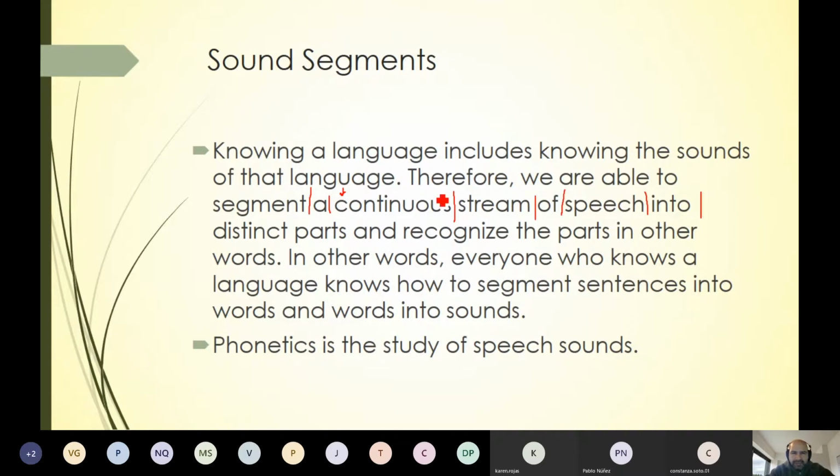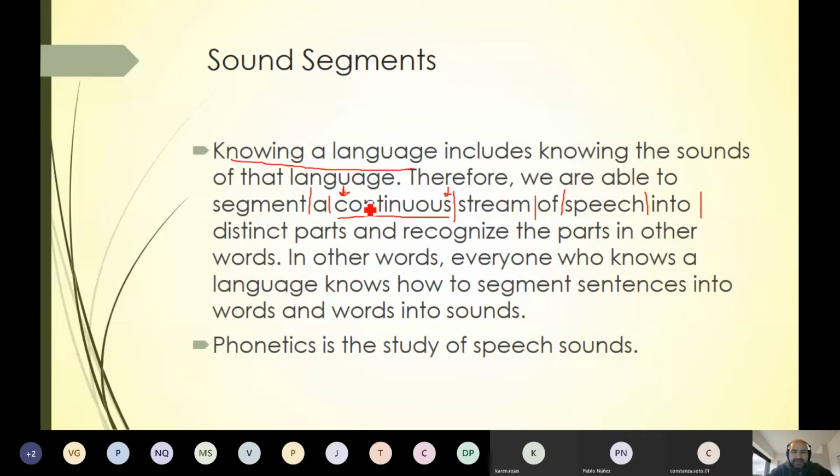Also, knowing a language implies that you're able to, for example, I can understand here "continuous", and I'm sure you can as well, that the first sound is k, right? And the last sound is s. Now, in between, we can identify several sounds which belong to the categories of vowel sounds and consonant sounds, right? And that is something that knowing a language gives us, right?